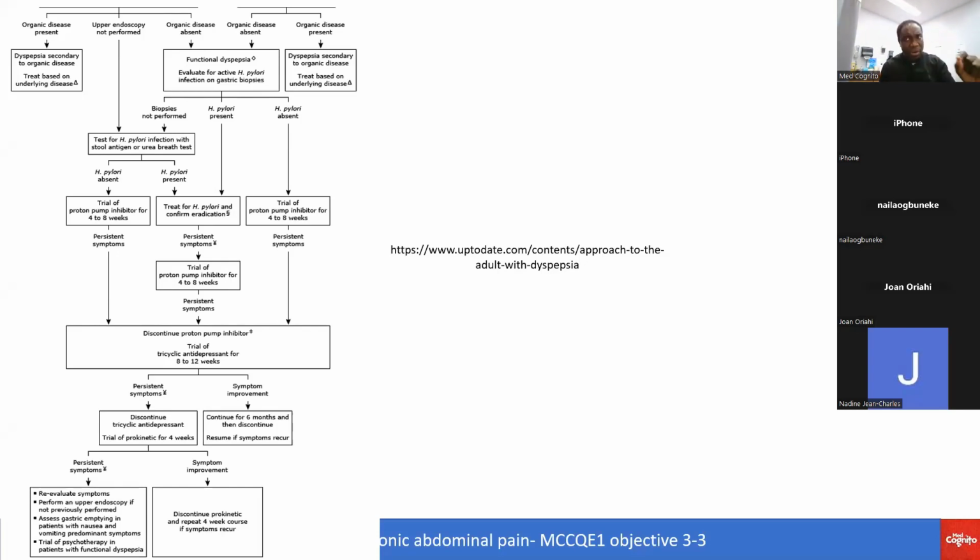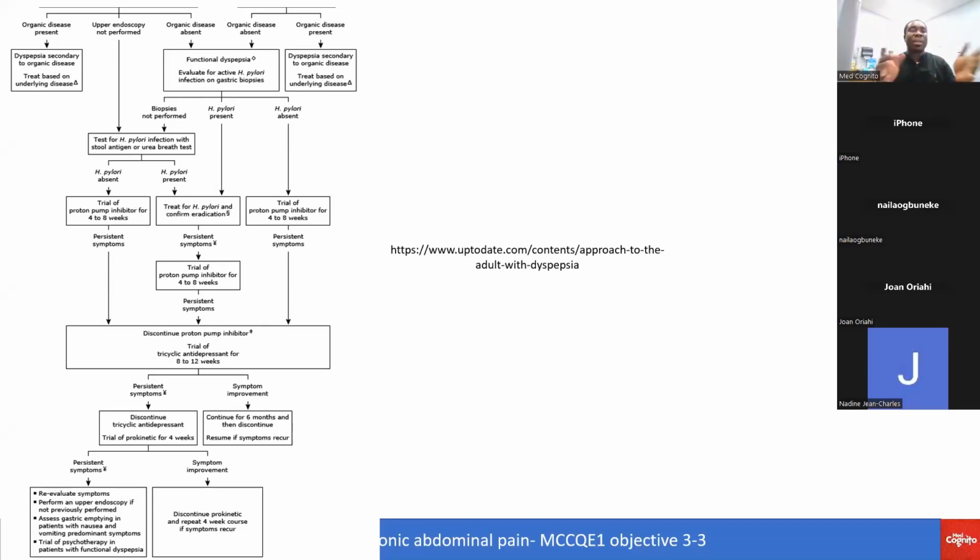If you do H. pylori test and the patient is negative for H. pylori, go ahead and give proton pump inhibitors. If you do H. pylori testing and the patient is positive for H. pylori, then go on to do your quadruple therapy for the management of H. pylori.